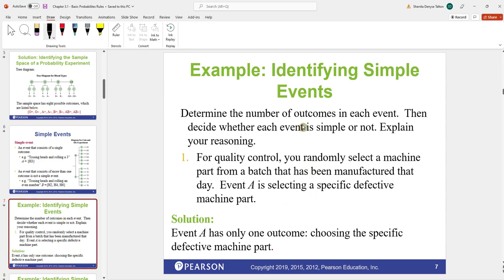We're going to determine the number of outcomes in each event, then decide whether each event is simple or not, and explain the reasoning. For quality control, you randomly select a machine part from a batch that has been manufactured that day. Event A is selecting a specific defective machine part. So event A has only one outcome, and that's choosing the specific defective machine part. So this will be considered a simple event.